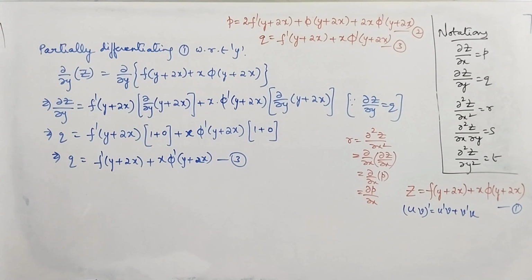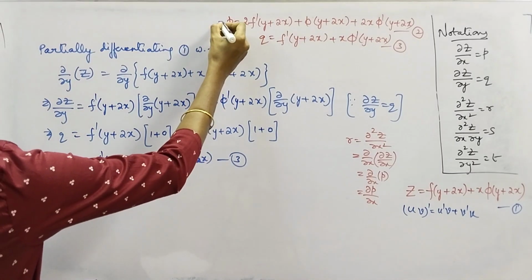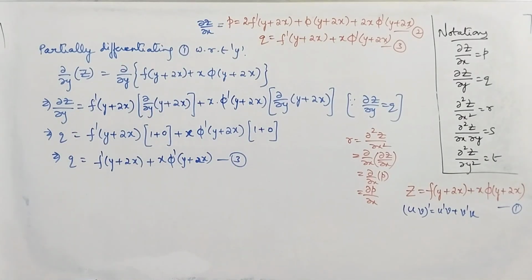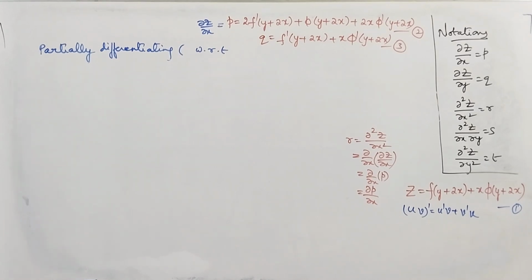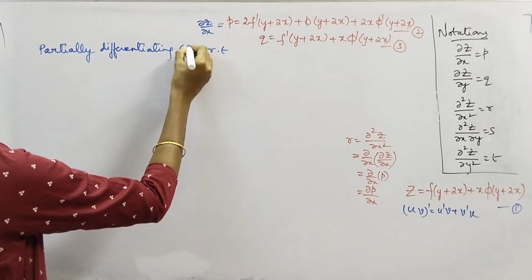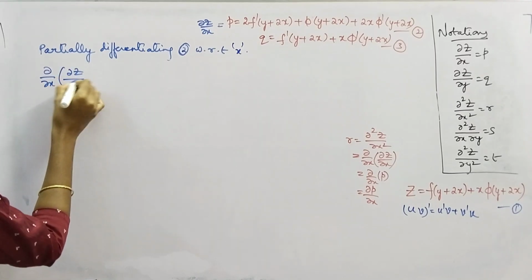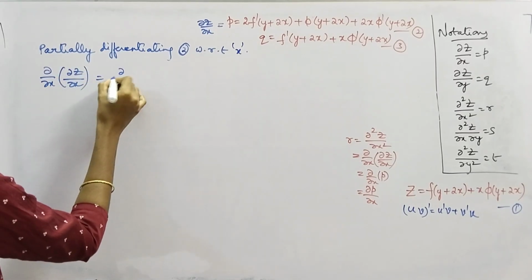So what I'll do is I'll just partially differentiate equation 2 with respect to x so that I'll get the equation involving r. Instead of writing p, you can write dou z by dou x here, because p is nothing but dou z by dou x, right? For our convenience, you can just write dou z by dou x, or you can write p. There is nothing wrong in it. Either p or dou z by dou x, it's up to you. Now partially differentiating 2 with respect to x, just apply dou by dou x on both sides of 2. I'm taking dou by dou x instead of p. You can take p also.